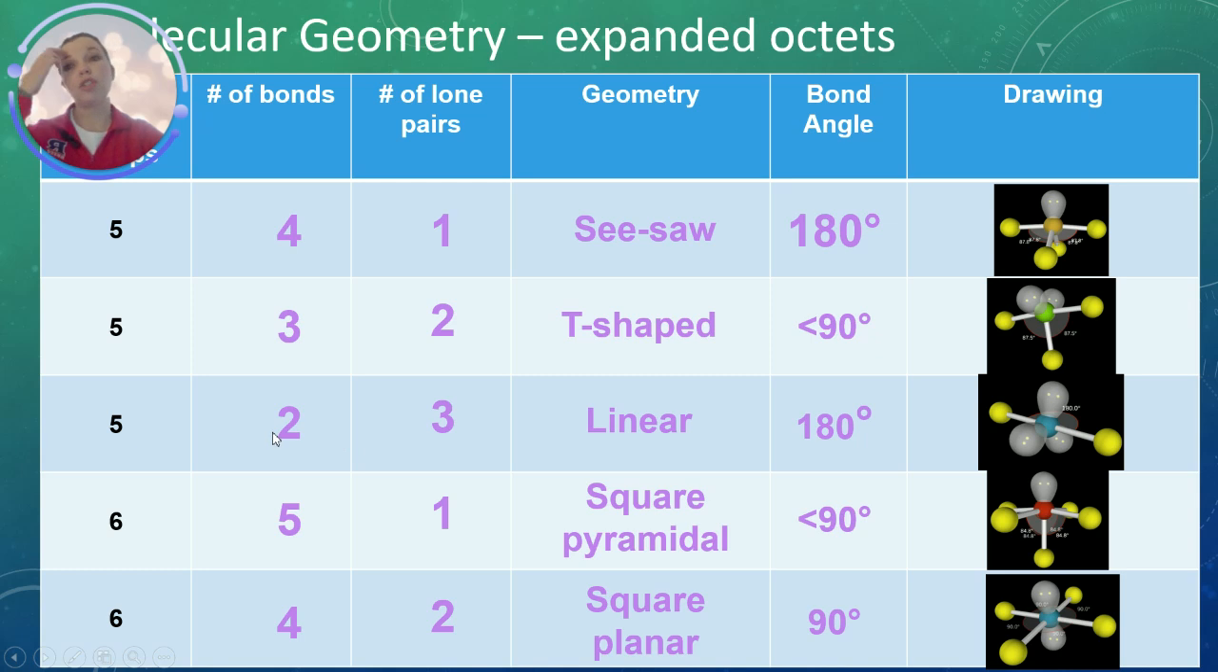If you have 3 bonds and 2 lone pairs, that becomes something we call T-shape. And then we can actually get all the way back to linear. So if we have 2 bonds and 3 lone pairs, we lose that whole triangle situation around the trigonal bipyramidal, and you come back to linear with 180.